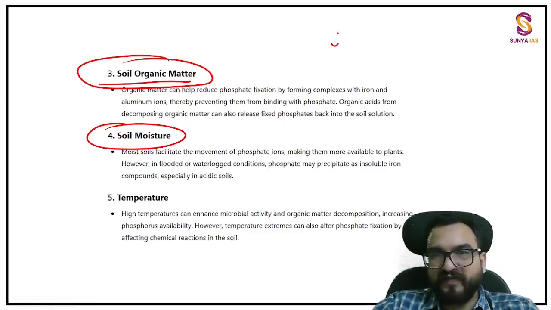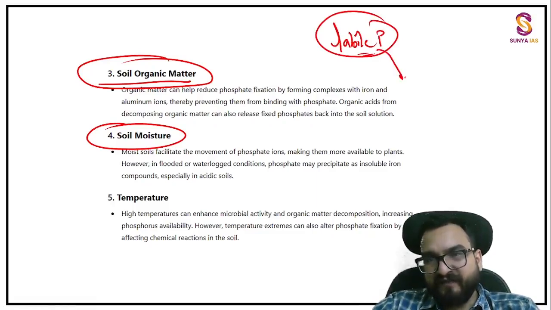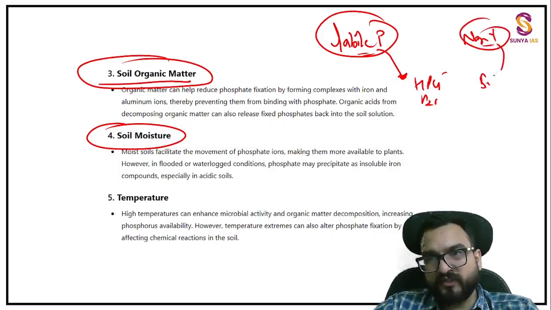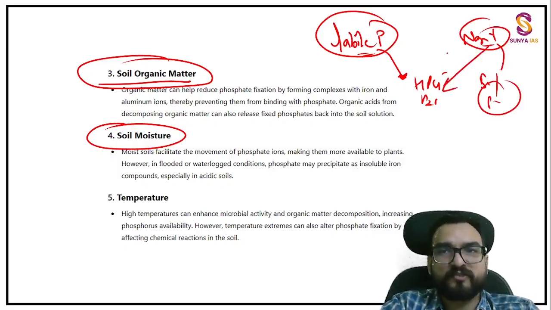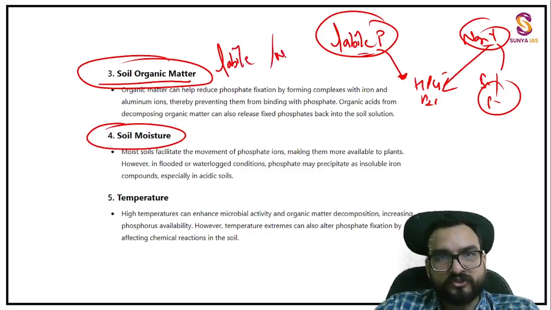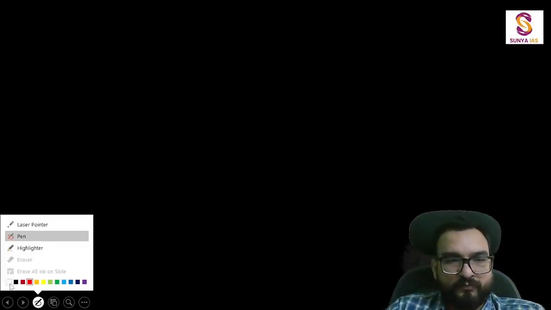One thing you will be finding while reading any textbook: labile P. Labile P means available phosphorus form, HPO4 2-, H2PO4 -. Non-labile P means the phosphorus is present either in sorption or precipitates, meaning it is not readily available in the soil. That's why labile and non-labile are the terminologies you will be seeing.